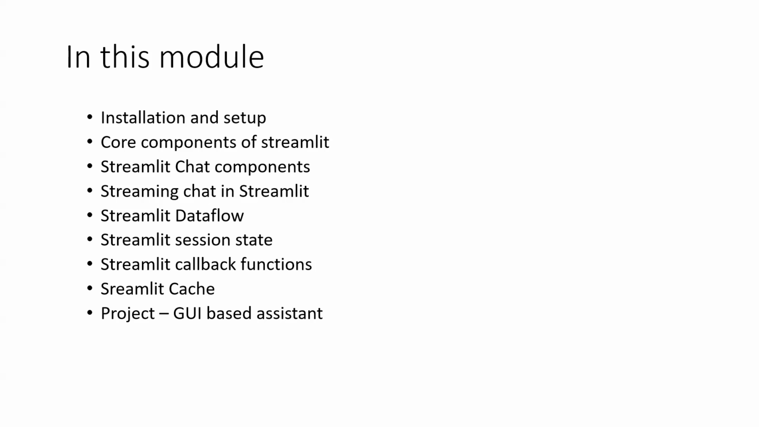And then we will go with the advanced topics like how to use the Streamlit session state to overcome these challenges. So we will go through the session state, which is very important, and then the callback functions and the Streamlit cache. And finally, we will create one GUI-based assistant with the help of Streamlit.